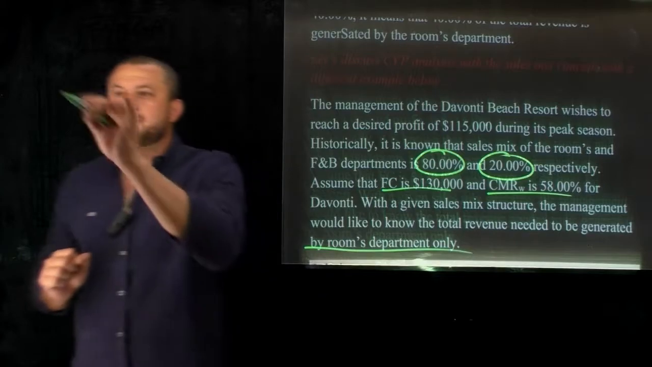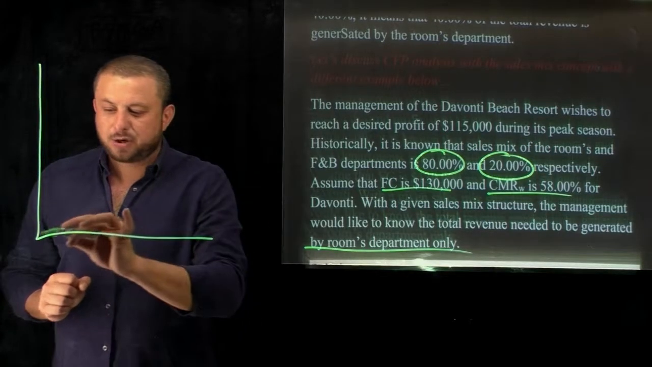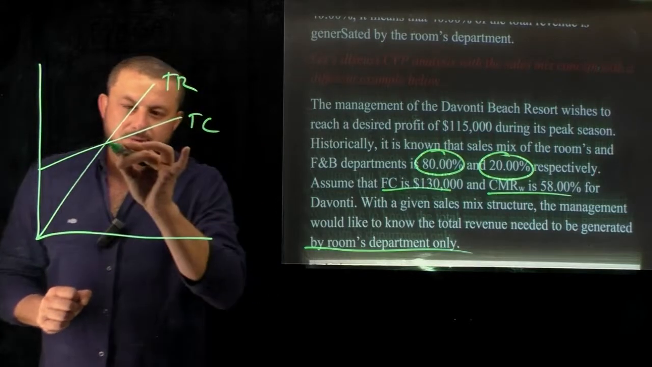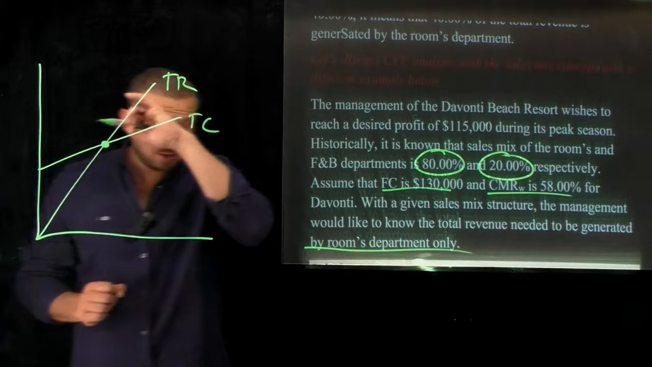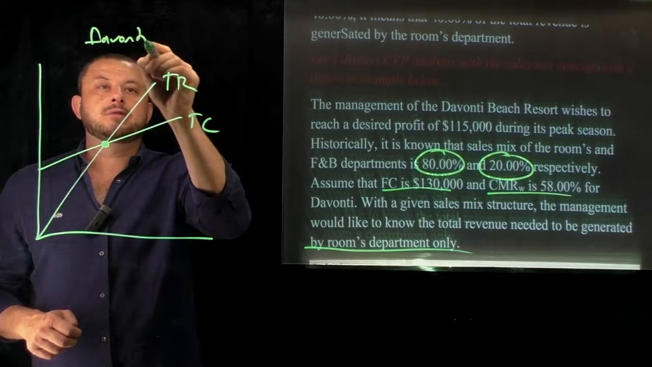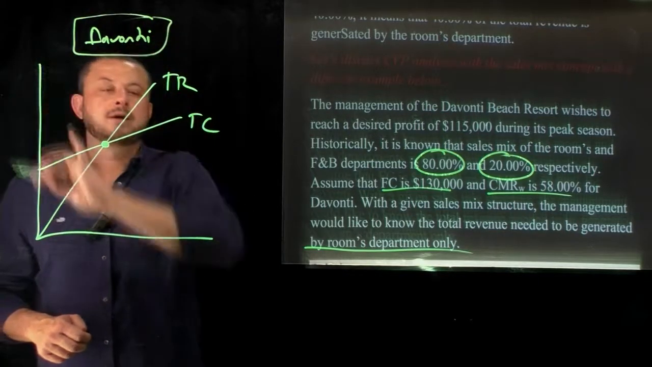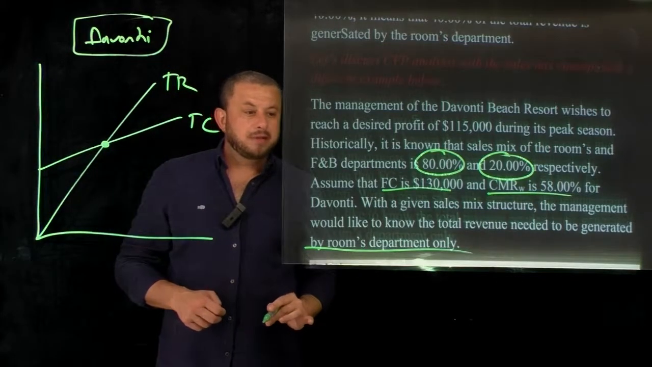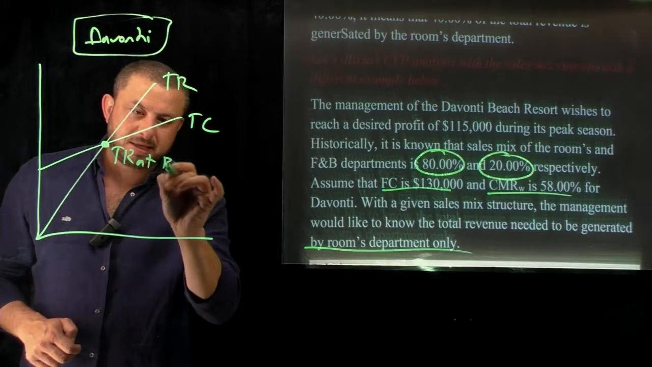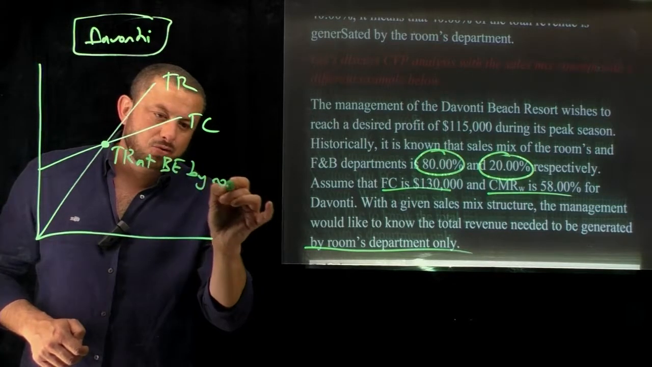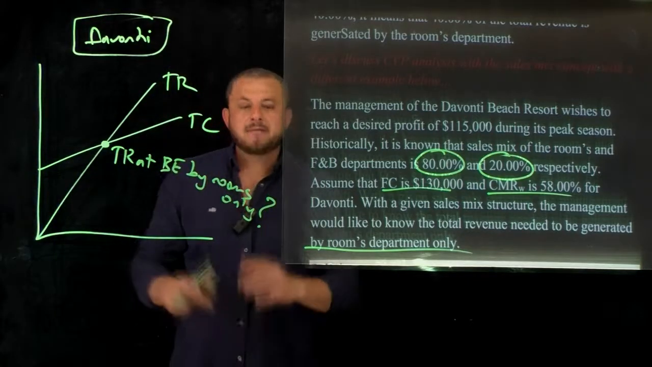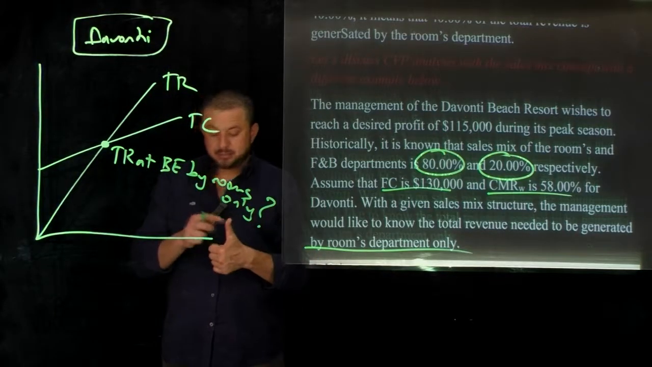Okay, guys? I think it's okay to draw this for every single question. Okay, for Davonte, right? Let me label it. So that's what I would like to know right now. TR at BE by rooms only, question mark. Okay. What am I going to do, guys? I'm solving for TR at break even.